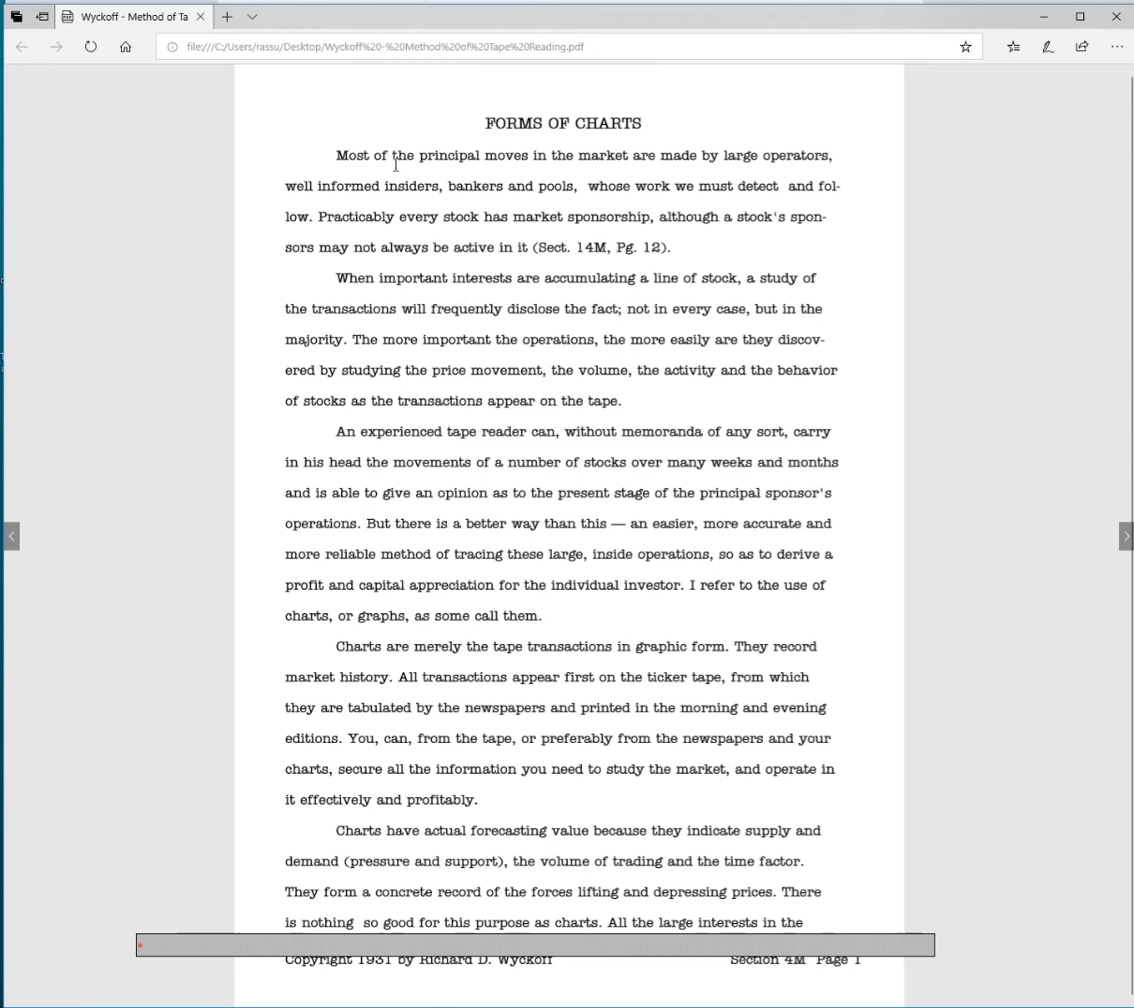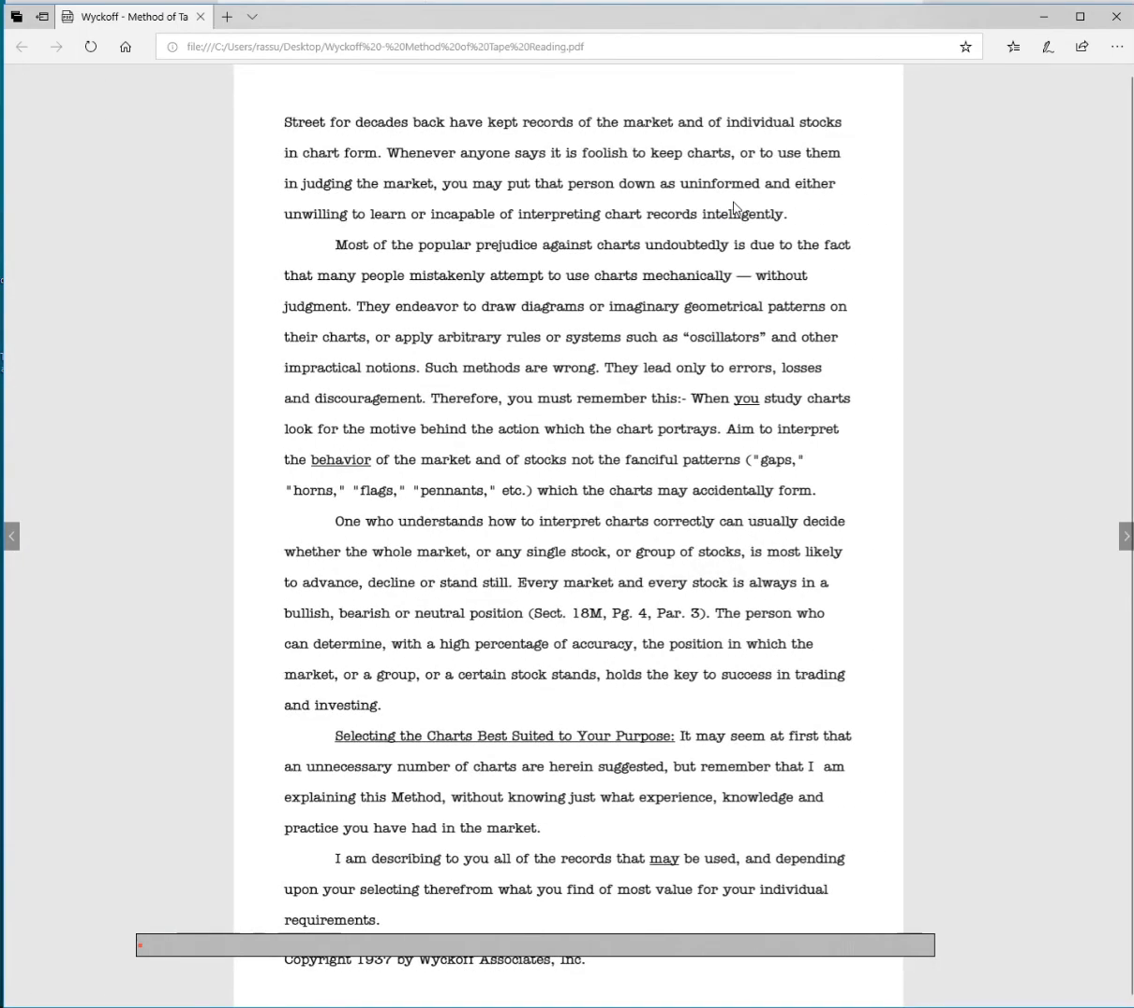But the focus of that point is really: don't use all these different methods, just use the Wyckoff method. And I would say it's important to know what's on the economic calendar, especially if you're trading intraday. Anyway, forms of charts.